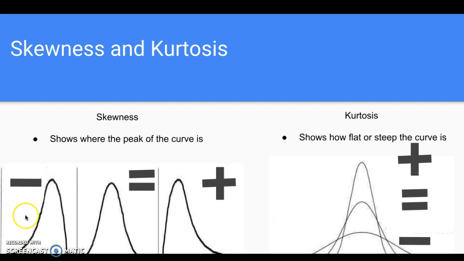So this shows negative skewness as it's near to the right side. This is equal skewness as it's distributed evenly on either side, right and left, and this is positive skewness as it is directed more towards the left hand side. As with the kurtosis, the flatter the curve is, it's negative. The more even it is, it's shown as equal, and the more peaked it is shown as positive.